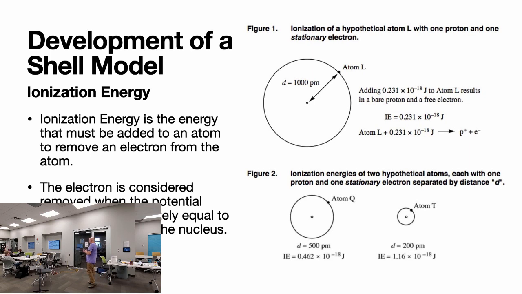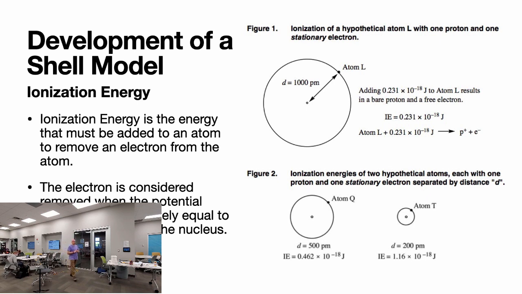Atom T. Why does it require more energy to remove that electron? Distance is small. Ionization energy is just how much energy you have to put into the atom to remove the electron. Yep. So the ionization energy is how much energy it is going to take to remove that electron. Can somebody tell me what the sign on the ionization energy has to be? Positive. It's got to be positive.